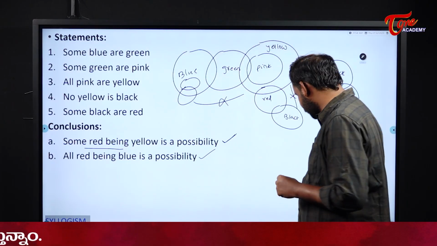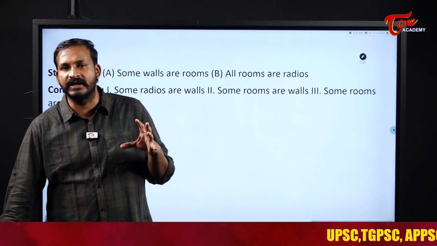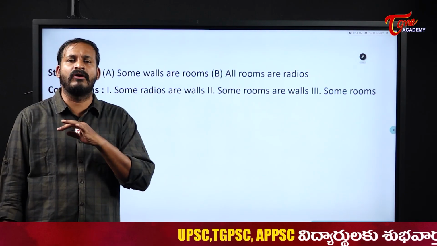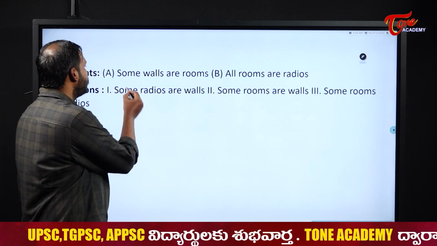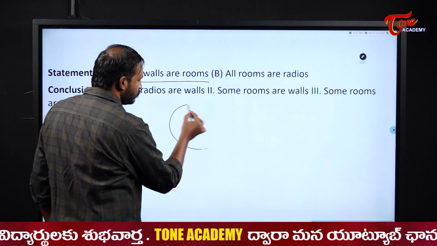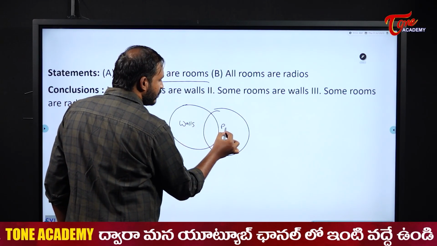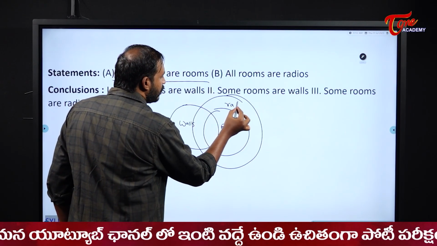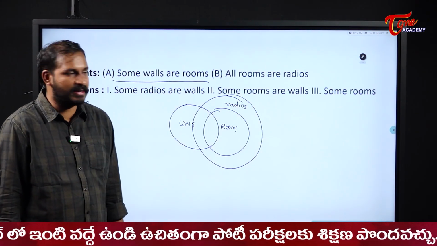Okay. Now see the next one. Now we will see random questions from different examinations which were asked in SSC, CGL, banks, railways, in all the examinations. We will see those questions randomly now. Now see my statements. Some walls are rooms. Next, all rooms are radios. So this is my basic diagram.